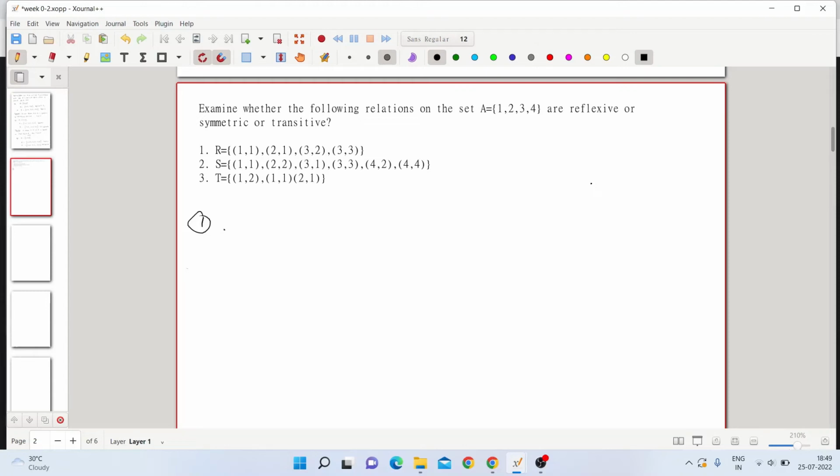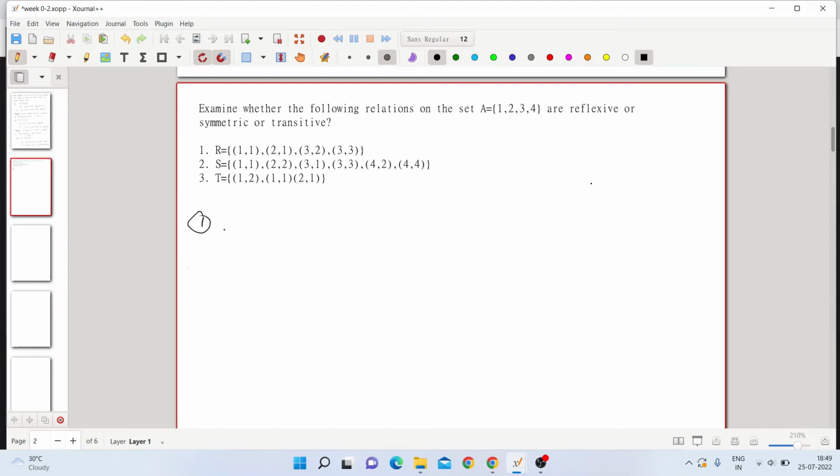Now the third condition is transitivity. Here let us see, (3,2) and (2,1) are elements of R, but (3,1) is not an element of R. That is not transitive also. So R is not transitive. The reason is (3,2) and (2,1) belong to R, but (3,1) does not belong to R.